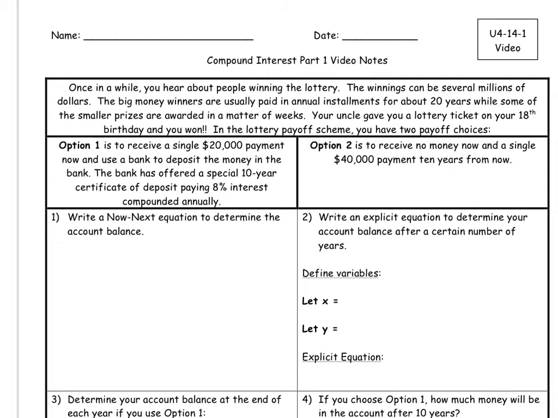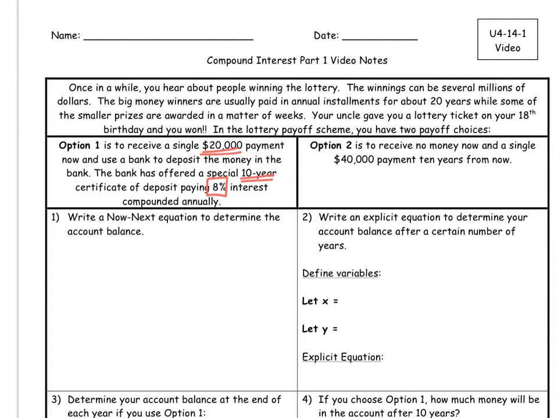In the lottery payoff scheme, you have two payoff choices. The first option is to receive a single $20,000 payment and use the bank to deposit your money in. The bank has a 10-year certificate of deposit, which means you have to leave it there for 10 years, and it's paying an 8% interest rate. Your second option is to receive no money now and a single $40,000 payment 10 years from now. So in this case, you have to wait 10 years to get your $40,000. Is option one or option two better for you when choosing what to do with your lottery winnings?